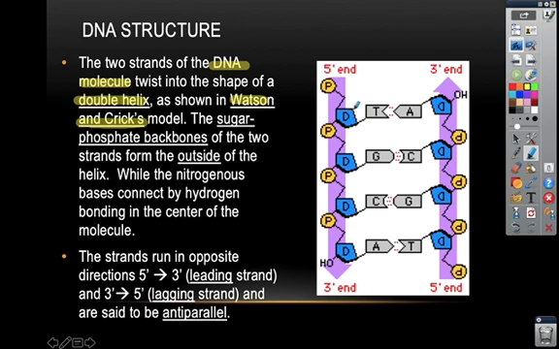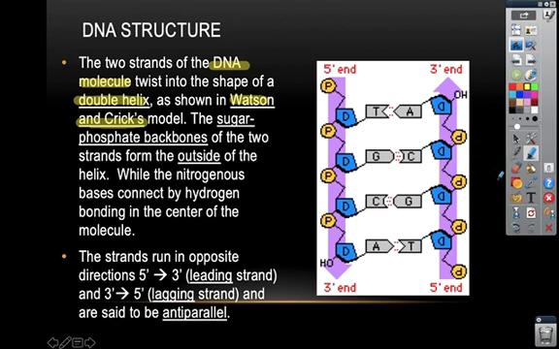So this would be 1, 2, 3, 4, and then 5. Each angle represents one of the carbons. So this is the 5' end because the 5th carbon is kind of angled towards the outside. On this side, starting here at the point, 1, 2, and 3, the 3rd carbon is kind of pointing towards the outside. So the strands of DNA run in what we say are opposite directions.